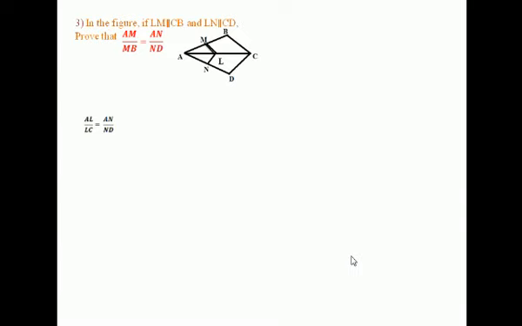So again, consider triangle ABC. LM is parallel to BC, it is given. So ML is parallel to BC, we can apply BPT for this one. That is AM by MB is equal to AL by LC.